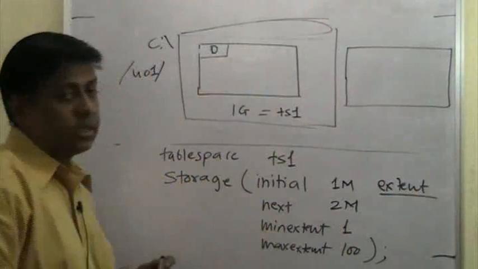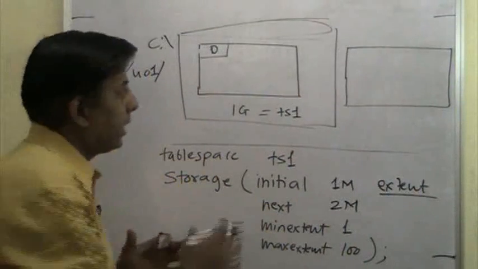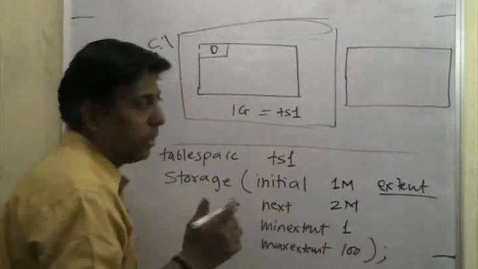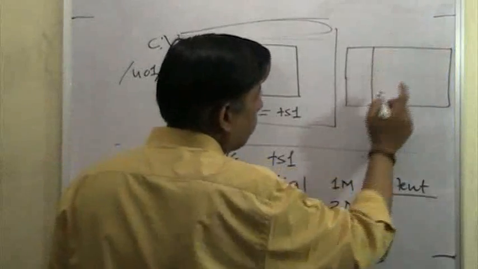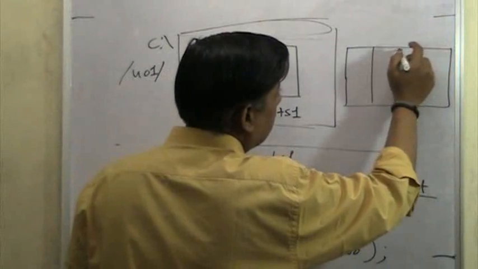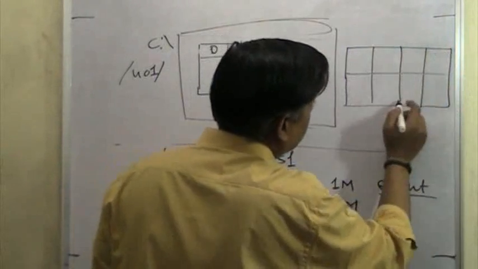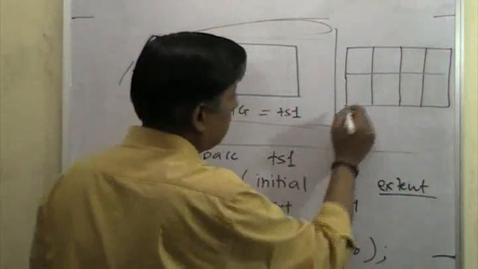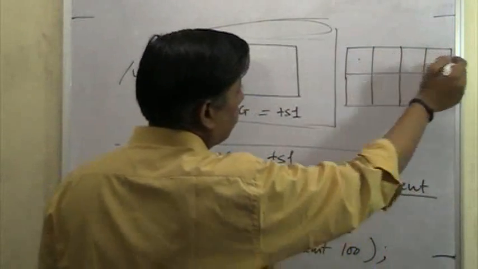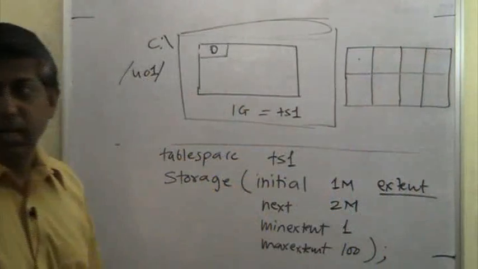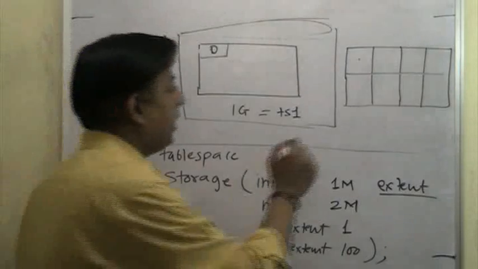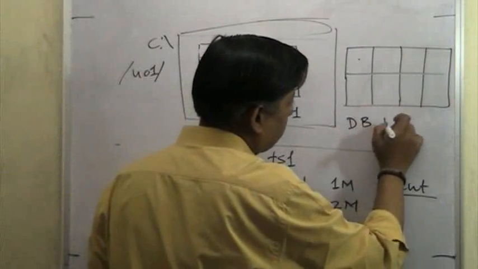Now what is inside an extent? Inside an extent, the extent area is divided again into smaller pieces, and those pieces are called blocks. So this is block number 1, block number 2, 3, 4, 5, 6, 7, 8. These are the blocks, and these are called the database blocks, DB blocks.